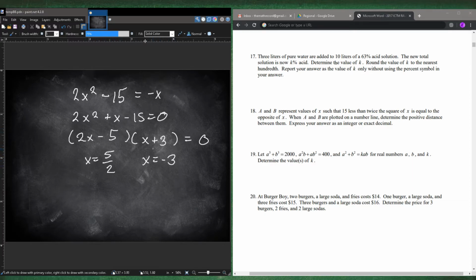Okay, so A and B represent the values of x. It doesn't matter which one's A and B. We just know these two are going to be A and B. When A and B are plotted on a number line, determine the positive difference between them. So what's the distance between 5 over 2 and negative 3? Well, that's just 5 over 2 minus negative 3, which is just 5 over 2 plus 3, right? So that is just 11 over 2. Express your answer as an integer or exact decimal. So 11 over 2 is just 5.5. And that's your answer for 18.